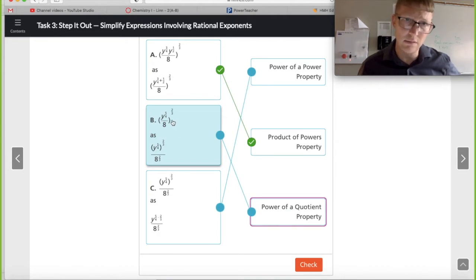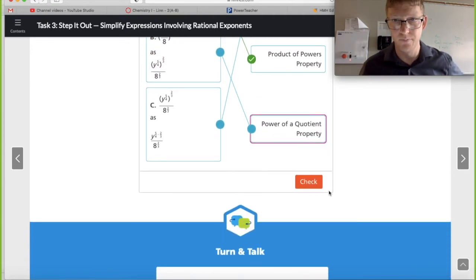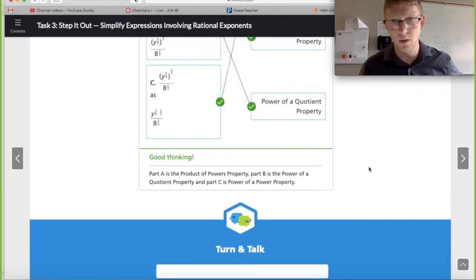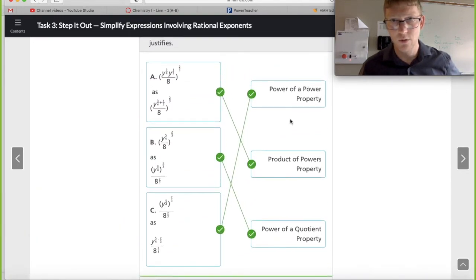I wouldn't, I don't know, I wouldn't call it power of a quotient, but whatever. There you go. So again, being able to correctly identify which property it is is less important to me than being able to actually do it. This would become important if you, for some odd reason, get into high math academia and start coming up with proofs and things like that.